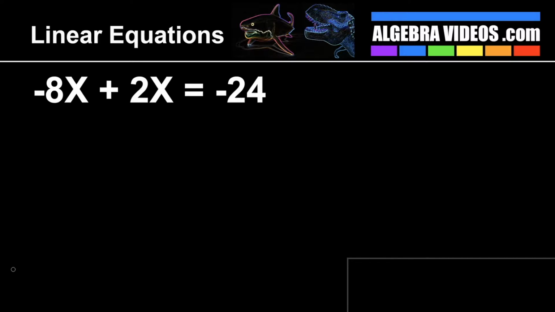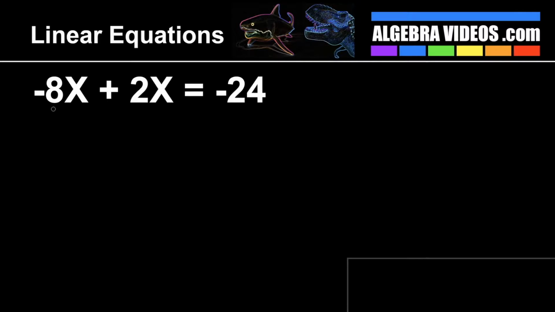What we want to do is get x by itself on one side of the equation. So it will look something like x equals something. Usually just x equals a number. In this case, the first step is to simply simplify what's on the left side.